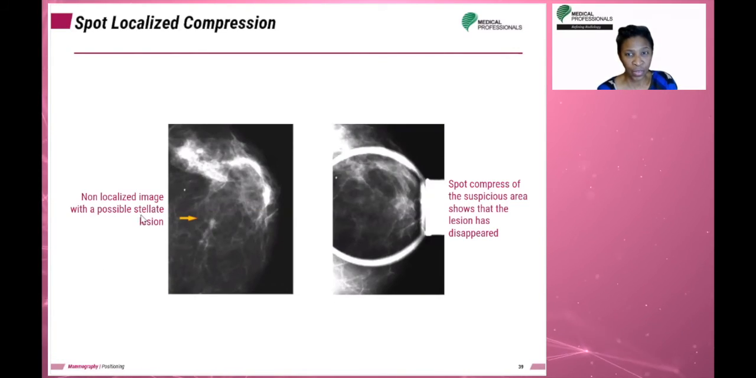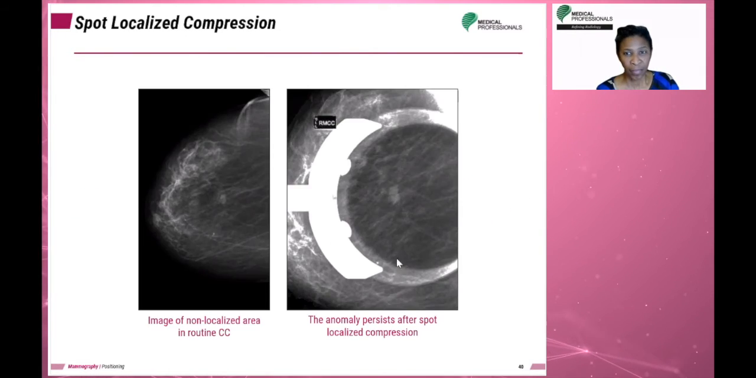Again, showing an area here, compressed, and it was a pseudo lesion. It has disappeared on the spot compression. Again, showing an area. And this time, spot compression shows clearly that this lesion is real. It did not disappear. This is something that they would need to follow up on.